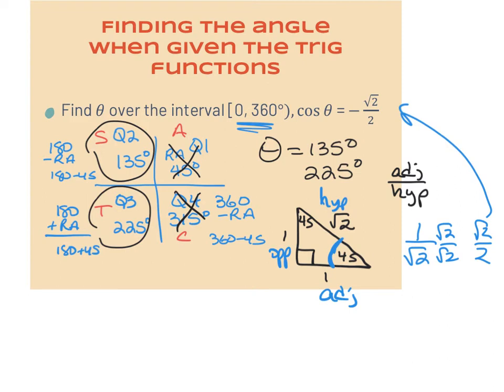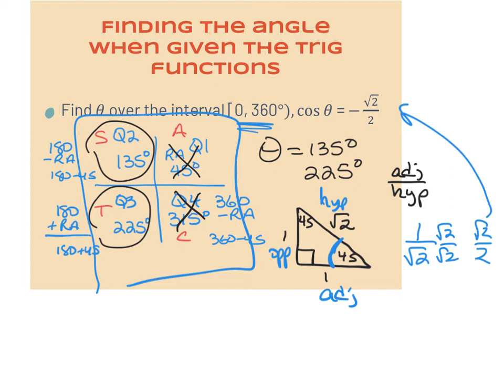So this is what you're going to do for the 30, 60, 90: have your triangle drawn and then figure out which reference angle you need. Again, when you see root 2, you really don't need to draw the triangle. Just have this thing already figured out and then just eliminate the ones that aren't the right sign.